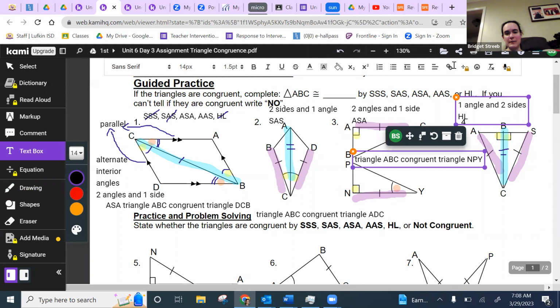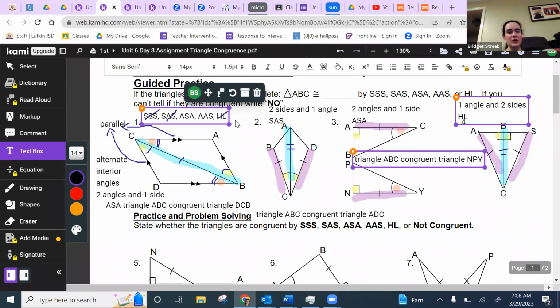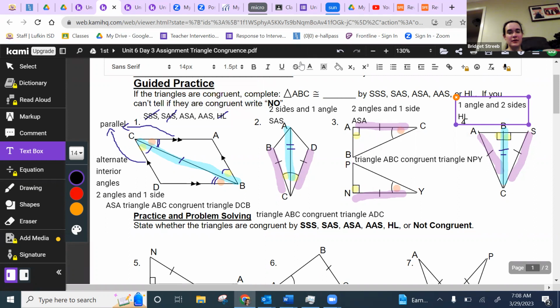So as you go through this, make sure that you use your color and are crossing out what you don't have.